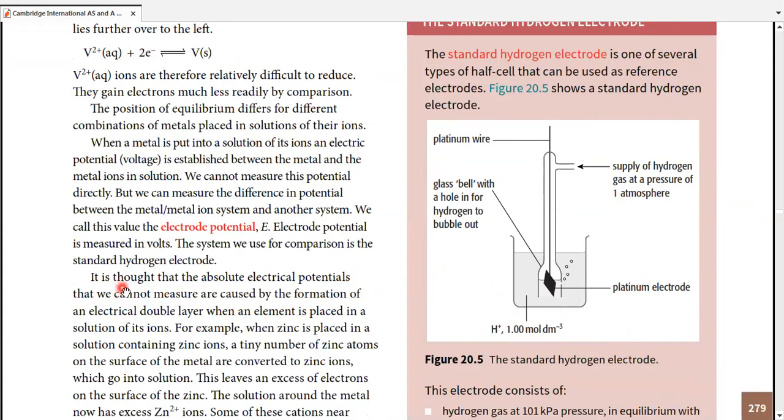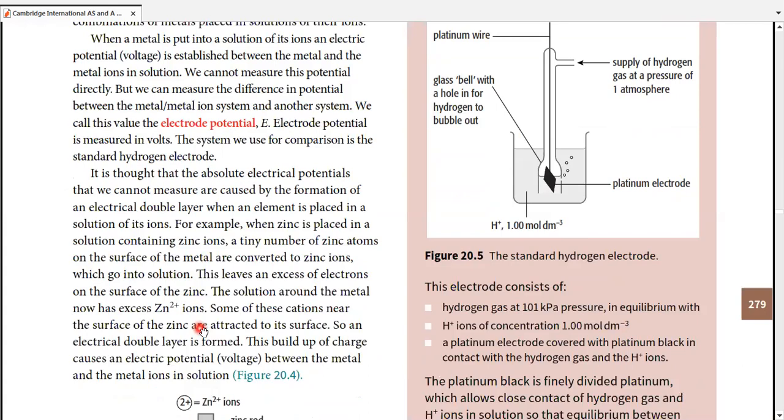All right. It is thought that absolute electrical potentials that we cannot measure are caused by the formation of an electrical double layer when an element is placed into a solution of its own ions. Now it is also giving the reason why we cannot measure directly, okay. For example, if we take a small piece of copper and dip it in a copper solution, there is a voltage change happening, but it cannot be found directly until we connect a reference system, that is the standard hydrogen electrode, with it, okay. So why can't it be found? Why?